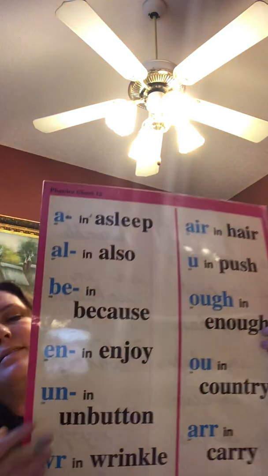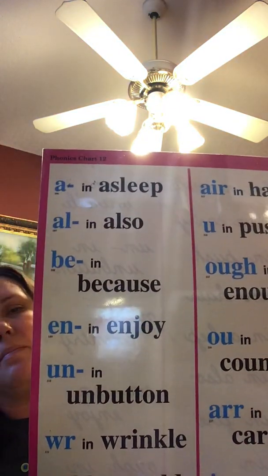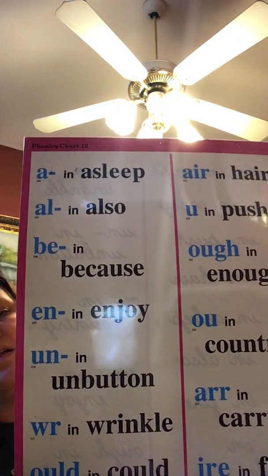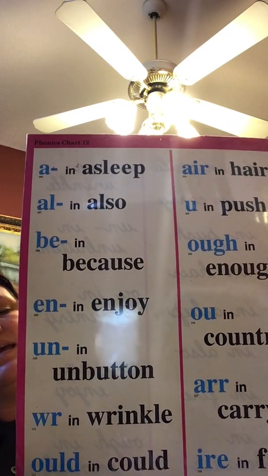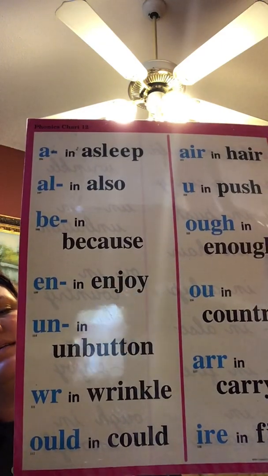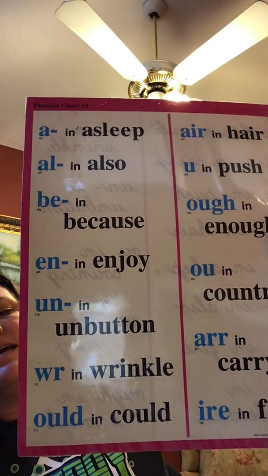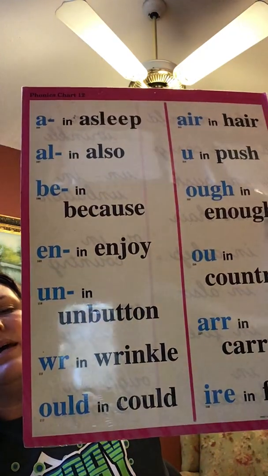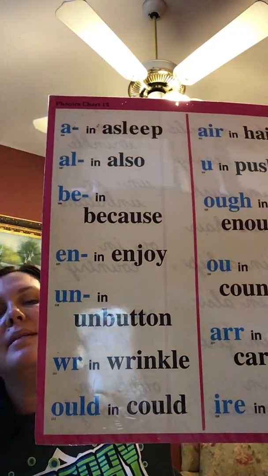We're going to do 12 first. Ready? A says /uh/ and asleep. AL says /all/ and also. BE says /bee/ and because. EN says /en/ and enjoy. UN says /un/ and unbutton.